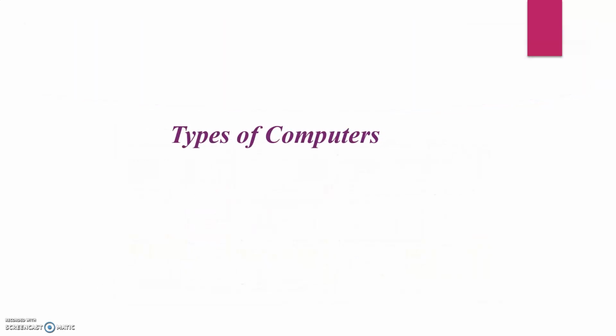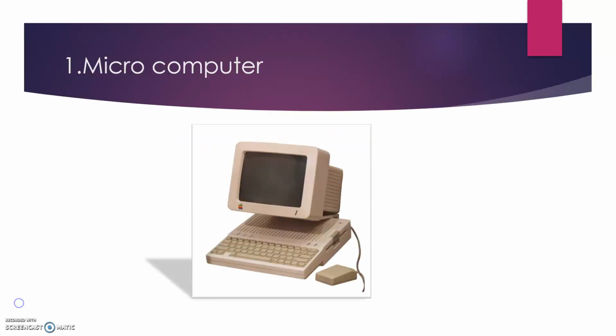The next topic and the last topic of this chapter is types of computers. There are 4 types of computers discussed here. The very first is microcomputer. Microcomputers are specially designed for general usage like entertainment, education, and work purposes. These computers are the cheapest among all the types of computers.